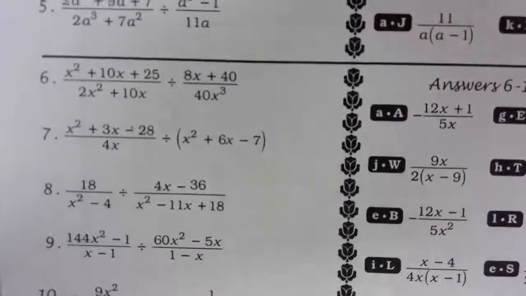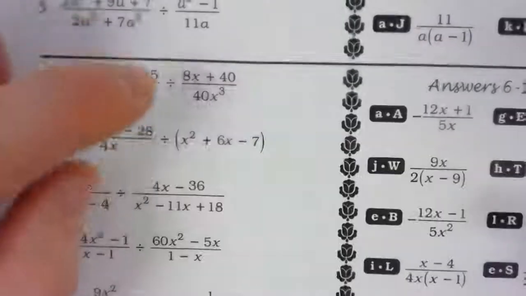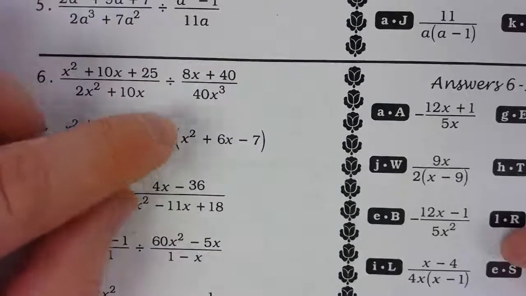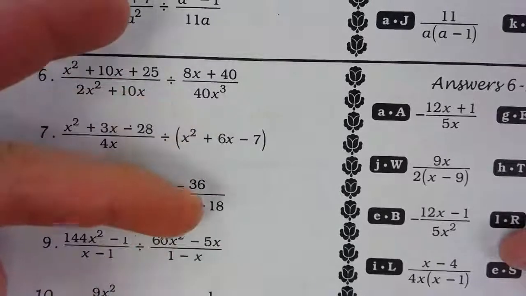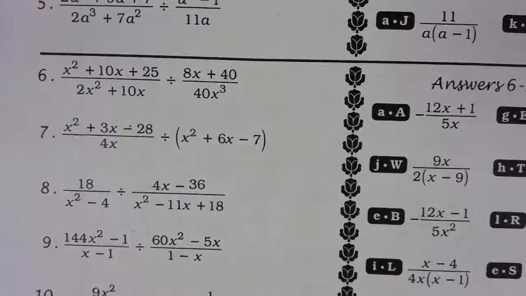If we look at number 7, be thinking here that this is just like a number. So remember, we can still take the reciprocal of it. Just think about where that number would be.